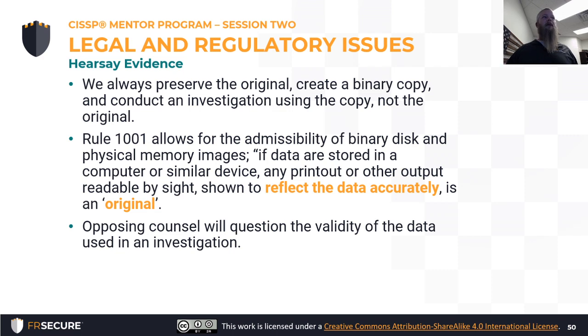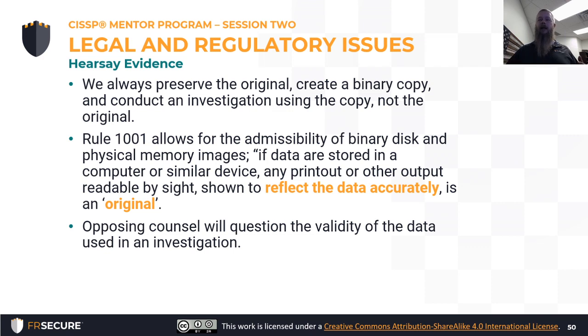So, preserving the original, creating a binary copy. A binary copy isn't just a copy, right? A binary copy is a bit-for-bit copy of the data. Really important. So Rule 1001 allows for the admissibility of that binary disk image. You don't need the original in court. You don't need the investigation of the original in court.